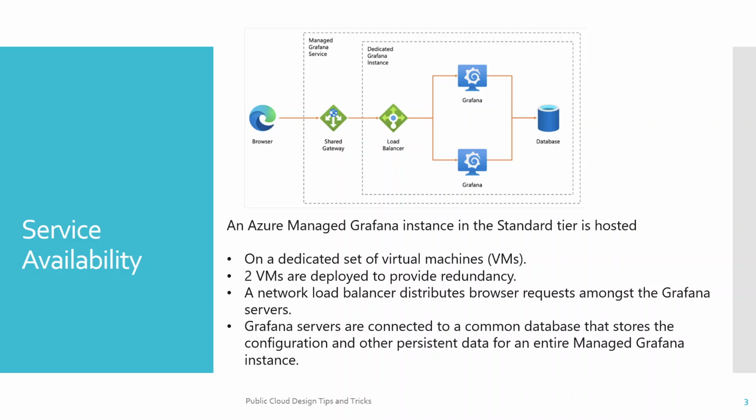Okay, so if you see the diagram, then you can easily correlate that there is a load balancer that's routing traffic into two available instances and a common database where all the metadata information is getting stored. So this is a highly available architecture that the managed environment will provide you.